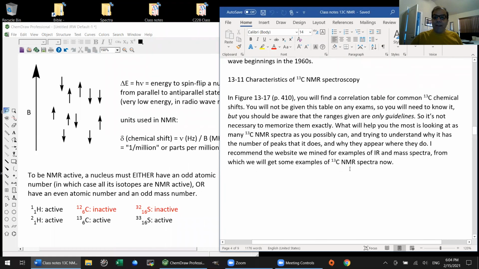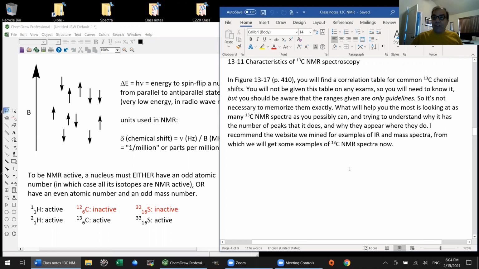So let's see, what else? Before we go into actually looking at spectra, I do want to point out that there is a correlation table for carbon-13 chemical shifts. In an ordinary semester, I would simply say you will not be given that on exams. But at the same time, just like with IR, I do not recommend that you memorize it. Now, you'll be able to leave your book open to that page if you want to. But I will say, to the extent that you memorize that table, or to the extent where you try to check every single peak on that table, I would say either way you're wasting your time.